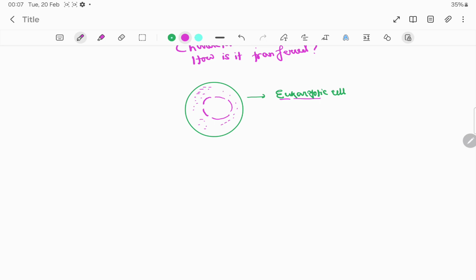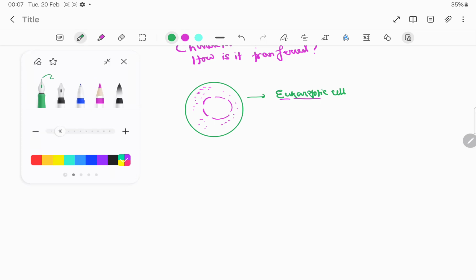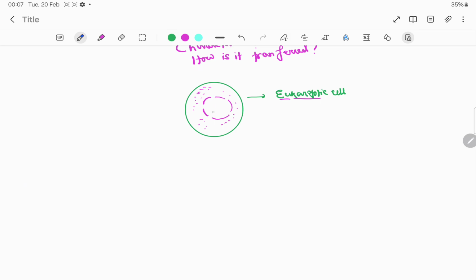Now in that nucleus something is present. So what is present in the nucleus? In that nucleus there is nucleoplasm. In that nucleoplasm we can see this kind of thread-like structures. Suppose this is the thread-like structure.